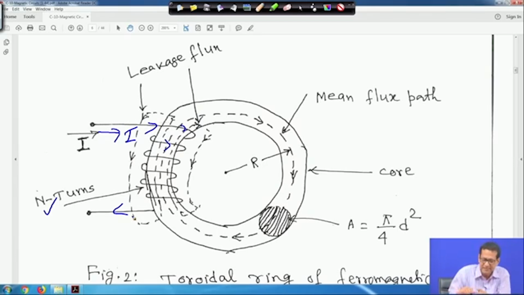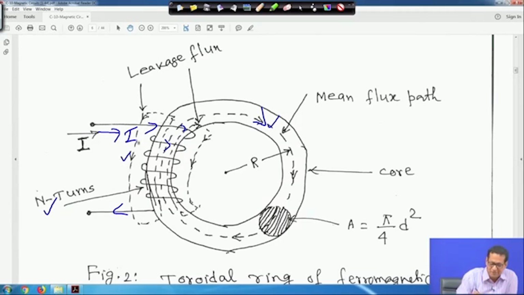So in the direction of the current you grasp it, right, and then this thumb will be your direction of the flux path. So in this case, if you grab this winding this way by right hand, then the thumb will be the direction of the flux path. So this is the mean flux path, and there will be some leakage.